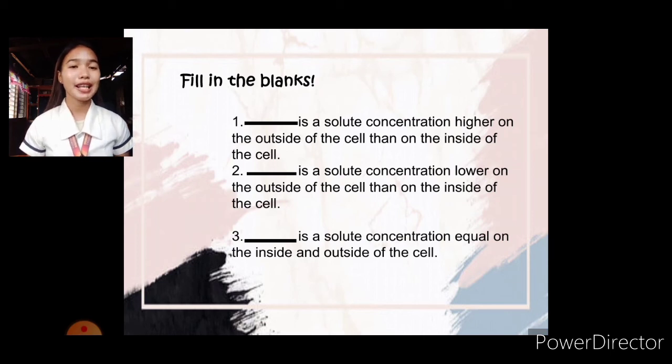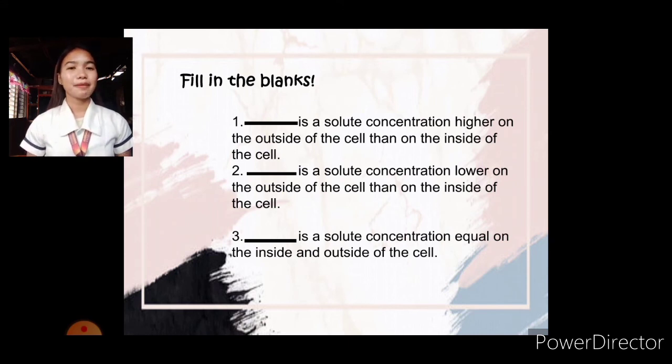Okay, for number 1, the question is: blank is a solute concentration higher on the outside of the cell than on the inside of the cell. So what is the answer? Okay, Miss Hawete, what is the answer? Very good. It is hypertonic solution. Next, second question: blank is a solute concentration lower on the outside of the cell than on the inside of the cell. So what is the answer? Okay, Miss Versausa, what is the answer? Very good. The answer for this question is hypotonic solution.